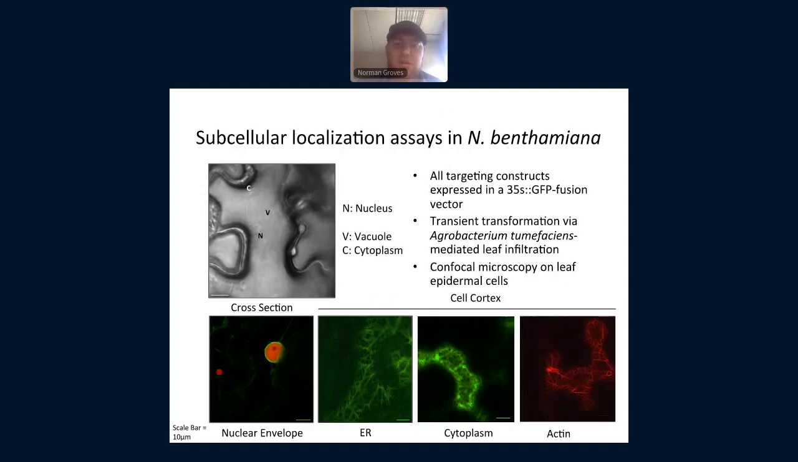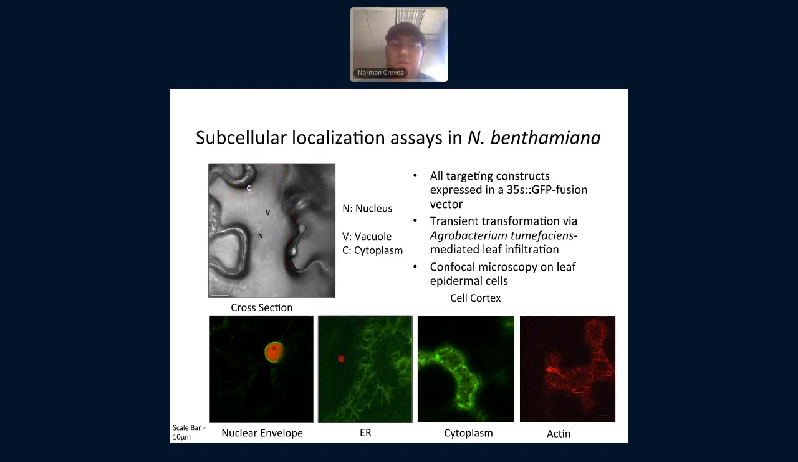So for all the data I'll be showing you here today, it'll be transient overexpression assays in the Nicotiana benthamiana leaf epidermal cells. And just to orient you as to what you're seeing, if you go through a cross-section of these cells, these are highly vacuolated. So the majority of the cellular compartments and organelles will be pushed to the periphery. In a cross-section, you can see the nucleus well, as you can see in the bottom left here. But contents such as the ER, cytoplasm, and actin are just going to appear as fluorescence along the cell periphery.